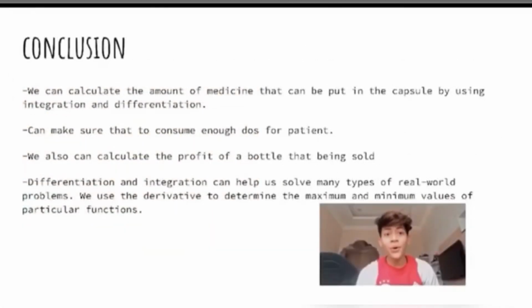Guys, I'm going to tell you about the conclusion. The conclusion we can get from this topic is we can calculate the amount of medicine that can be put in the capsule by using integration and differentiation. Next, we can make sure that patients consume enough dose. Next, we also can calculate the profit of a bottle that is being sold. The last conclusion is differentiation and integration can help us solve many types of real world problems. We use the derivative to determine the maximum and minimum value of particular functions. Okay, that's all from us.